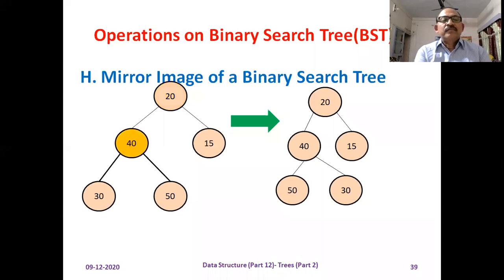Next step. Again, we will change the left subtree of node 40 and the right subtree of node 40. Change these two nodes, and we will get the mirror image of the binary search tree. Meaning for node 30, the left child becomes the right child and the right child becomes the left child. Okay, so this way we will get the mirror image of the binary search tree in a recursive manner.